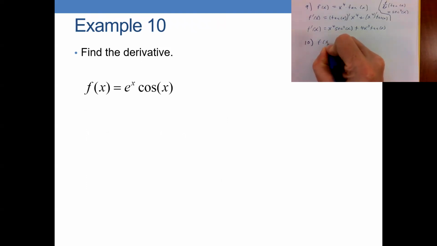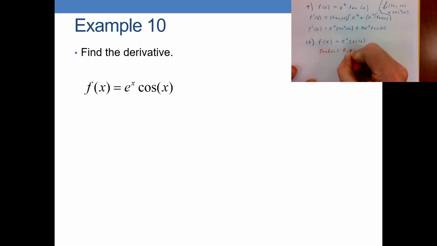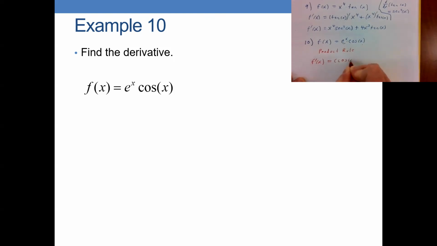All right, I'd like to do one more with the product rule. So we're going to do e to the x times cosine x. And again, we will use the product rule. Looking at our function, we have e to the x times cosine x. So I'm going to, again, follow the product rule.